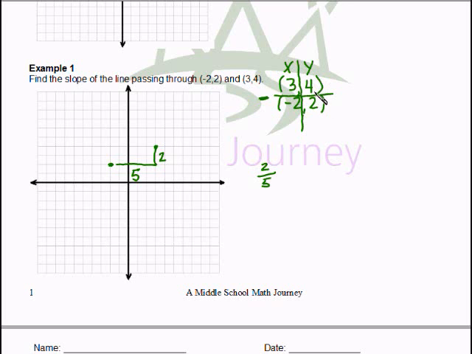I always do my y first. 4 minus 2 is 2. Looks like a Z. And then 3 minus a -2, which we all know becomes a positive, which is 5. And I get the rate of change, which is 2/5. Let's try another one.